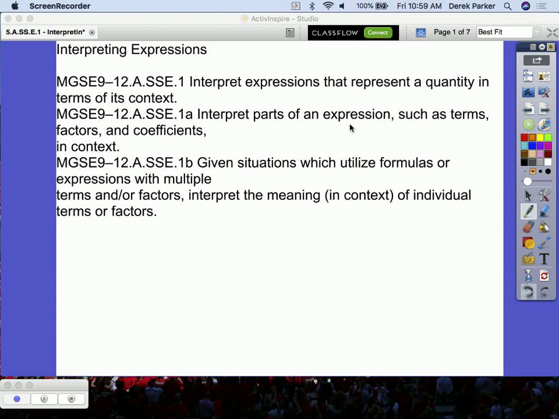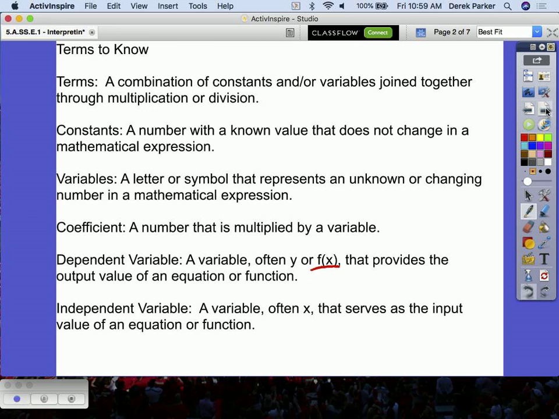In this lesson, you're going to learn how to interpret expressions. Terms to know. A term is a combination of constants and variables joined together. Constant: a number with a known value that does not change in a mathematical expression. Variable: a letter or symbol that represents an unknown or changing number in a mathematical expression.